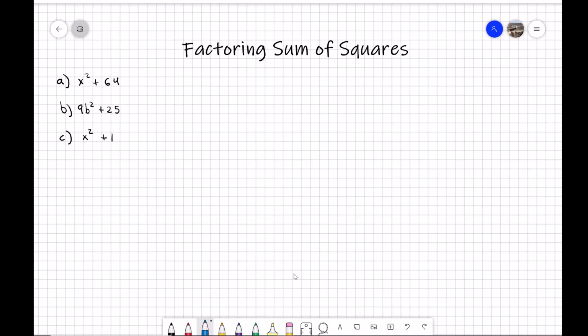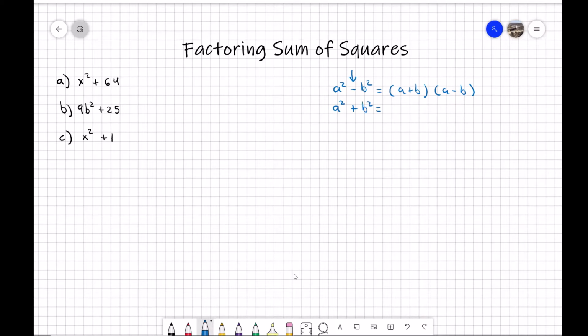Today we're going to factor sum of squares. Now, if you remember when we were dividing complex numbers, we had to use this formula, which was a squared minus b squared, and we said that was equal to a plus b times a minus b, right? But now what happens if instead of having a subtraction, we have an addition? So let's say we have a squared plus b squared.